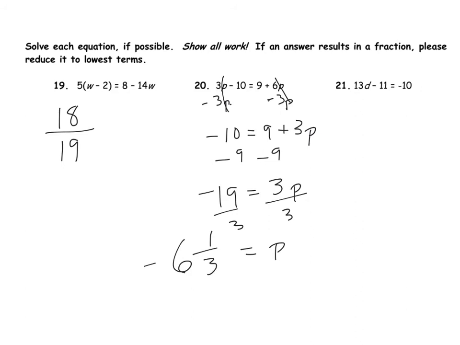Number 21, we only have one variable here. So I'm going to start by adding or subtracting. So I'm going to add 11 to both sides. That gives me 13d is equal to 1. Then to get d by itself, I'm going to divide by 13. d is equal to 1/13.